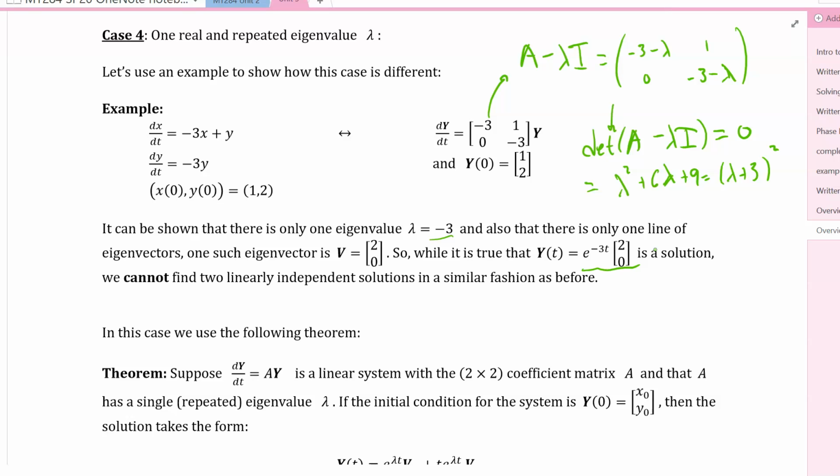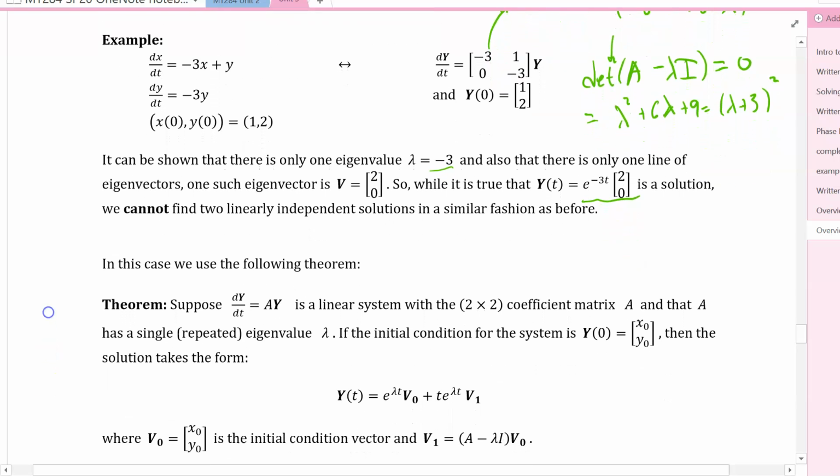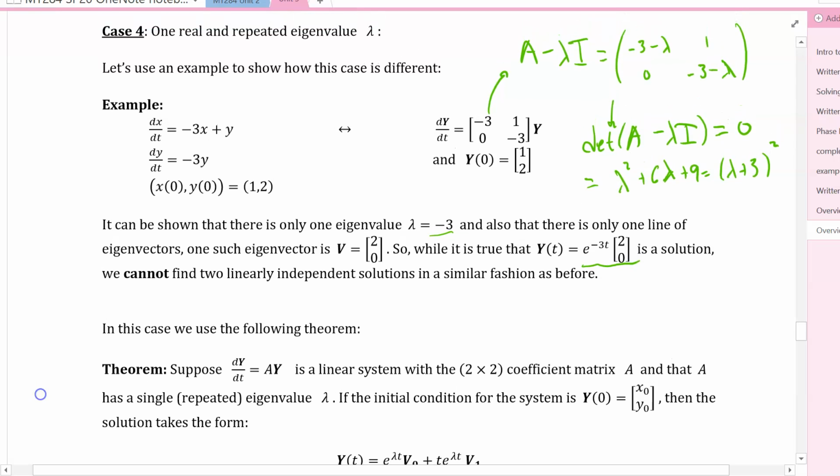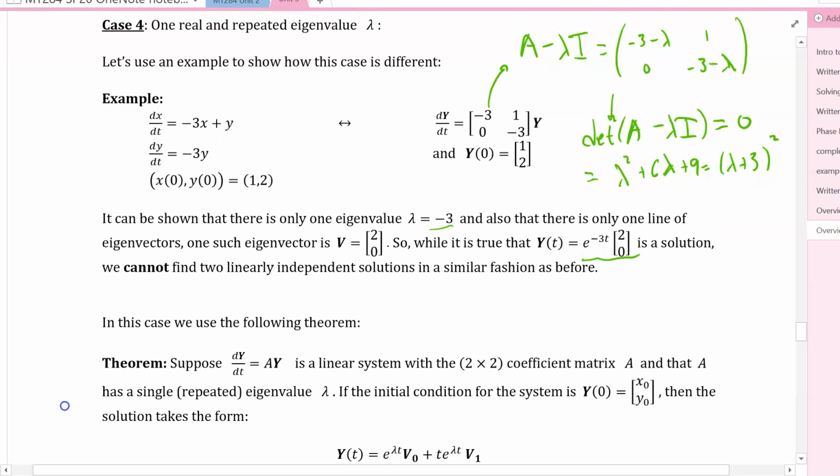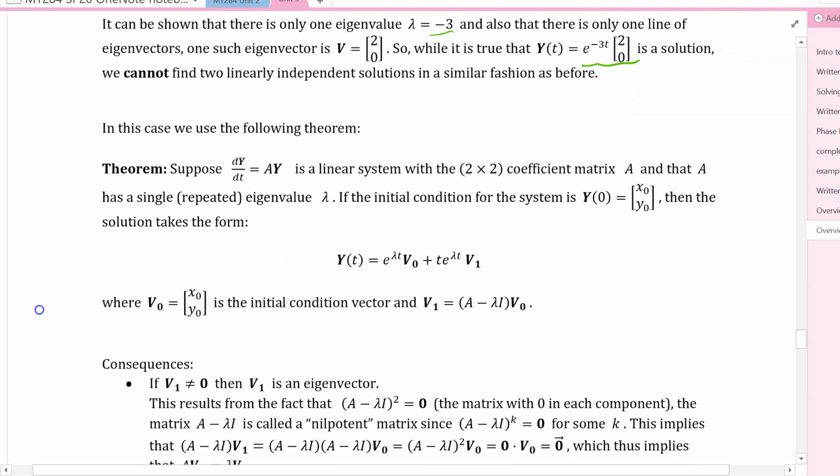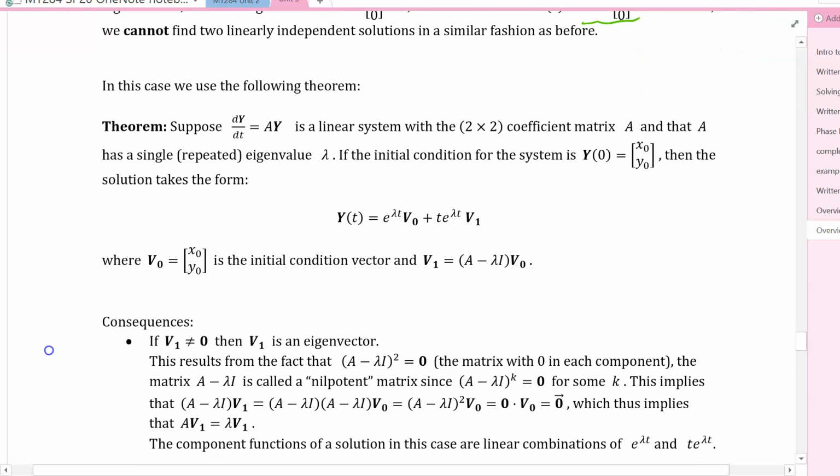And we're going to use the following theorem, which tells us how to build the general solution. Now this case is one that doesn't show up a ton, but one we need to be aware of, where we have a single repeated eigenvalue, and we're going to look at the theorem and then pay attention to what the components of the solution look like. So here's the theorem. We have a 2 by 2 system where we have our coefficient matrix A, and that coefficient matrix A has a single repeated eigenvalue, which we're going to call lambda.